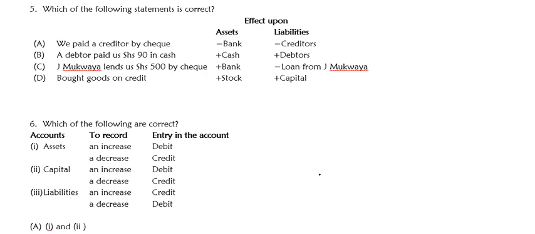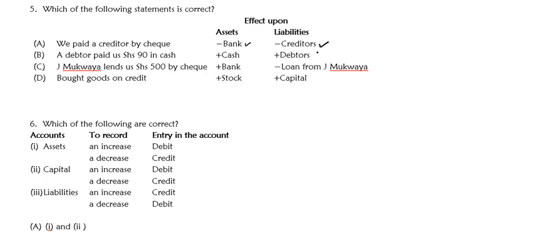A creditor is a liability to the business. A check, that is bank, that is an asset. So when you pay a creditor by check, assets reduce. Yes, bank reduces. Then the liability also reduces.